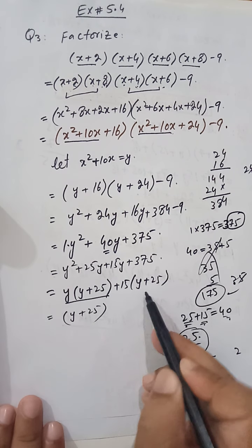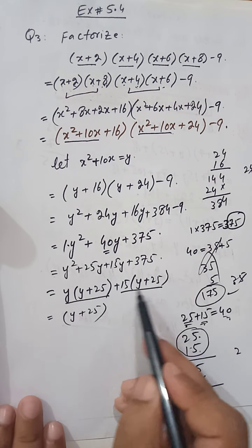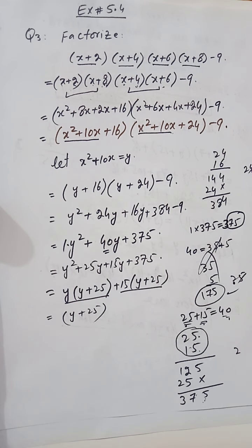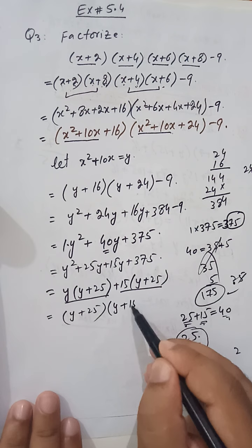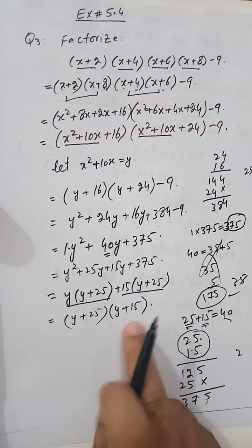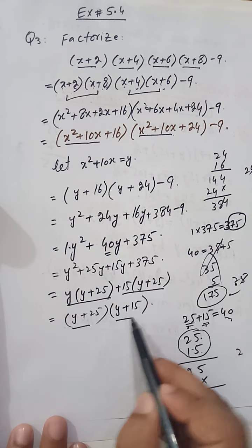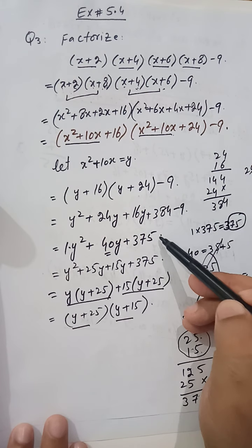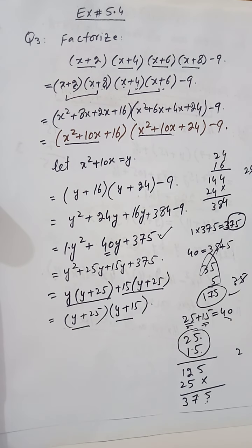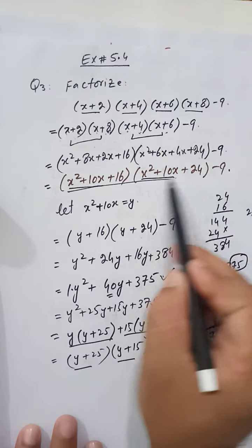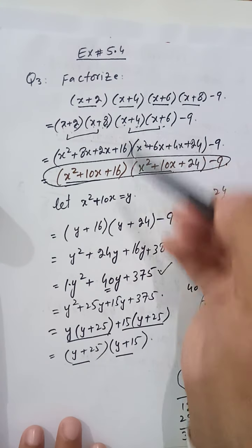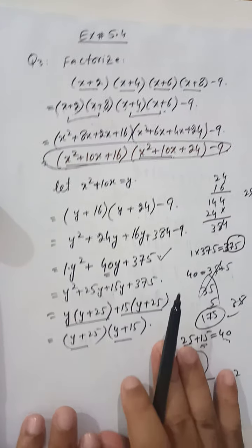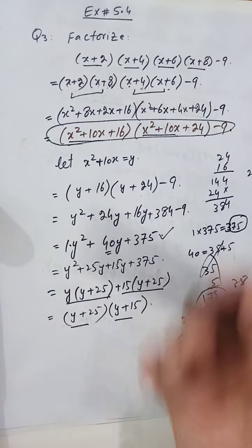Consider this is a single term and this is a single term. In these two terms y plus 25 is common. Here y remains and here will be 15. So you get these two linear factors. These are the two factors of this algebraic quadratic expression, but you need to factorize further. Both these are similar, you see the equality in them.